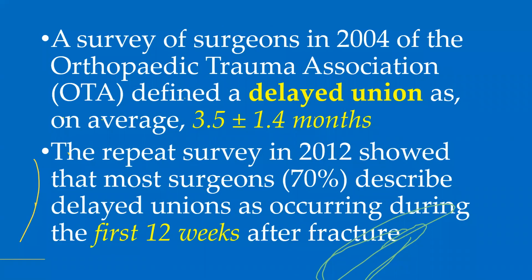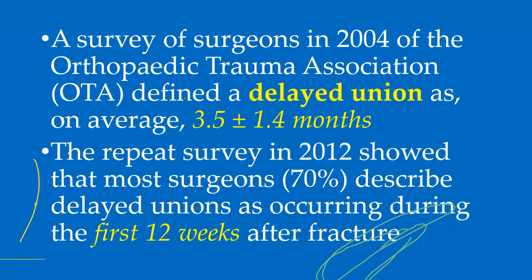A survey of surgeons in 2004 of the Orthopedic Trauma Association defined a delayed union as an average of 3.5 plus or minus 1.4 months. You should follow up your patients with x-rays, and you can judge which bones are undergoing a delay, which bones are being united, and which bones are going into non-union. So you have to know this.